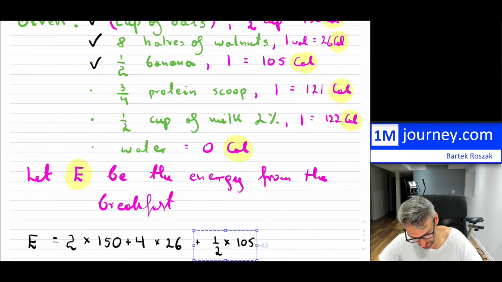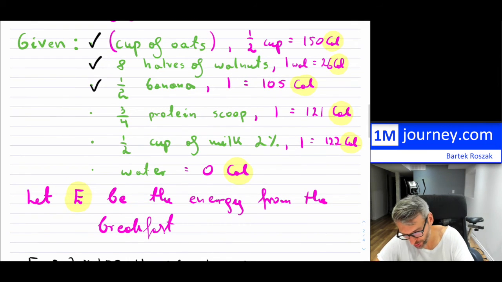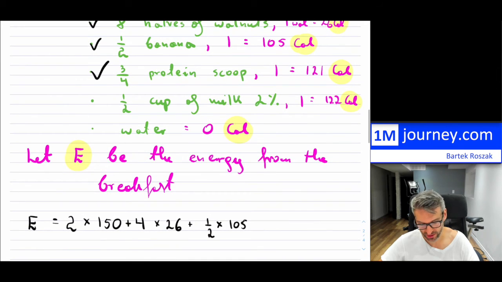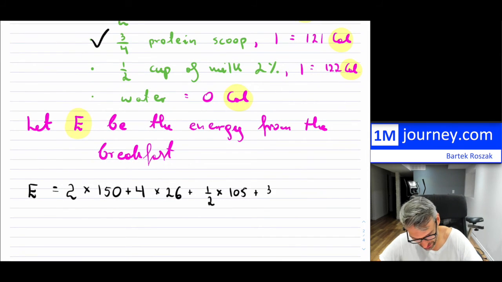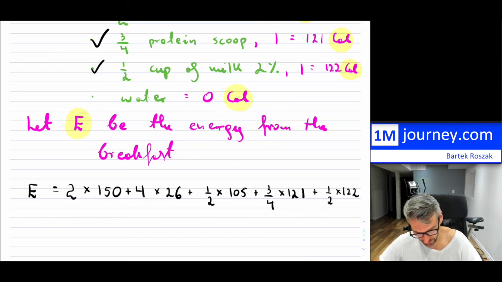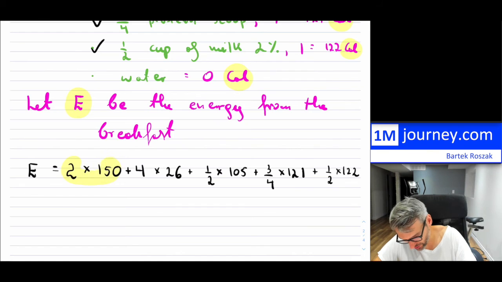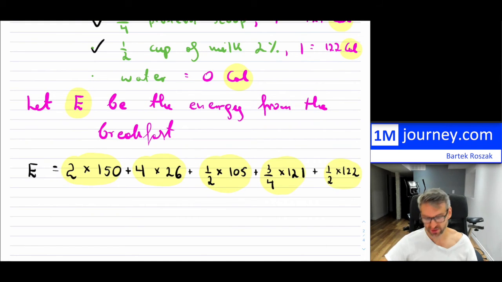The next item that we have is the protein. So I have 3/4 of a protein. Well, 1 scoop is 121 calories. So I'm going to say plus 3/4 times 121. And then finally, we have half a cup of the milk. Well, 1 cup was 122. And this is just adding all of the items. All I've done is add up all of the items that Amalia has consumed. There we go. That's what they are.